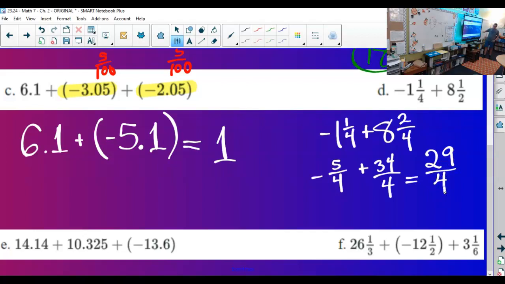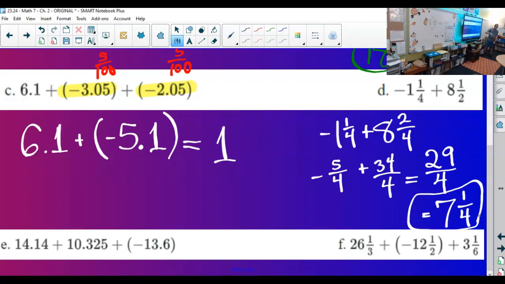29 fourths. And then how do we get it back into mixed? Well, how many 4s fit into 29? 7. And what's left over? 1. 7 and 1/4. Or if you went decimals, 7.25. Or 7 and 25 hundredths, if you want to say it. Questions?